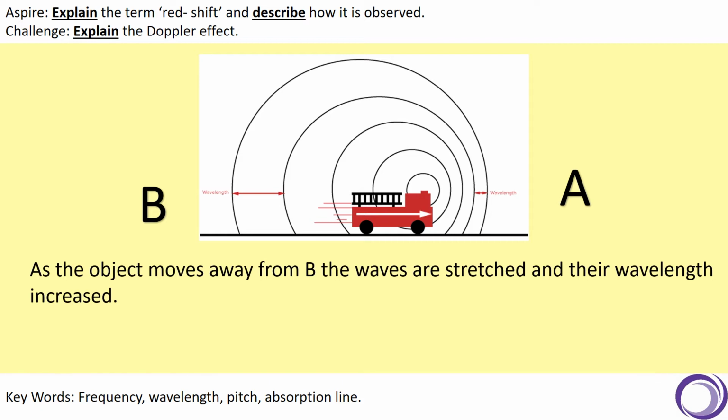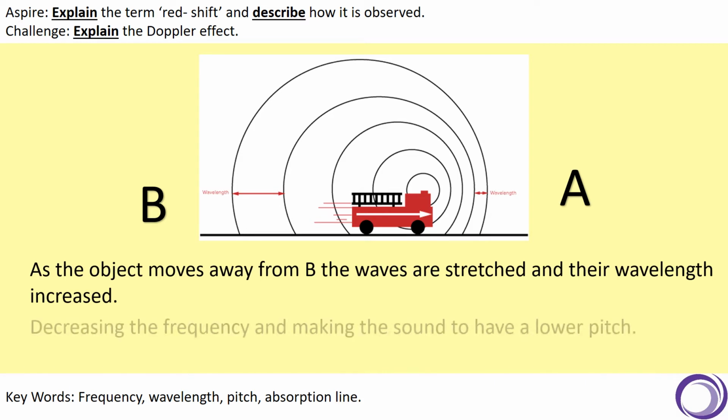But if we look at point B now, it's moving away from point B, so it's stretching, making the wavelength greater, so the wavelength is bigger behind the fire engine. If the wavelength is bigger, the frequency is smaller, so you get a lower pitch. So if you're in front of the fire engine, higher pitch. If you're behind the fire engine, lower pitch.